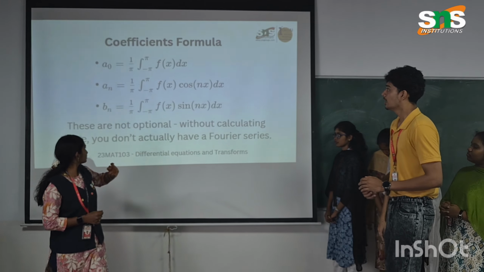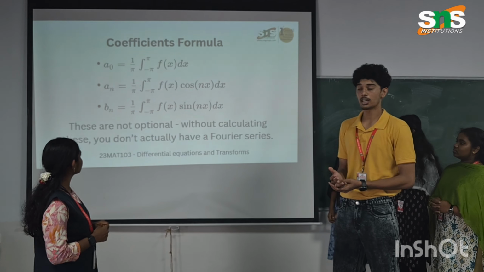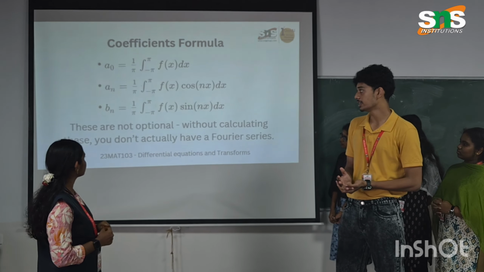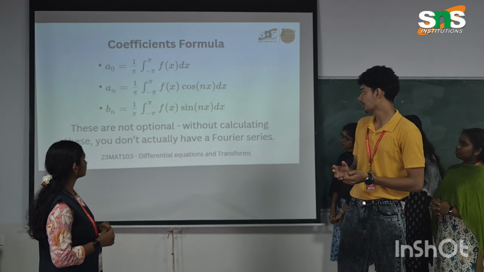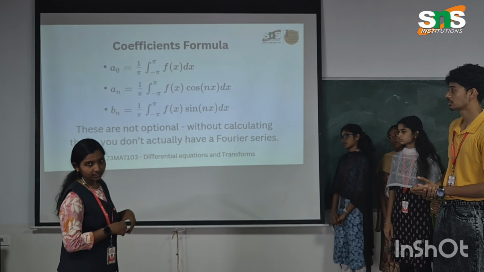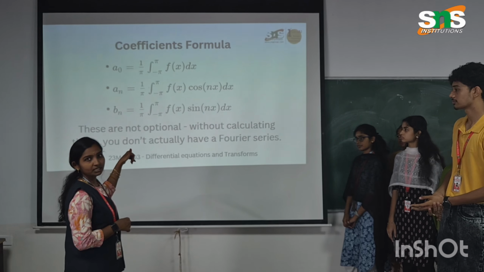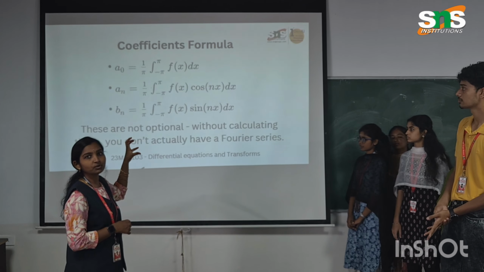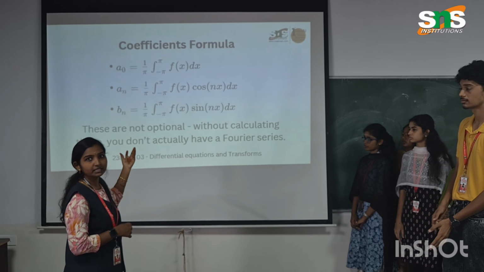And next, in this coefficient formula, these are not optional. Without calculating these, you don't have an actual Fourier series. We don't have an actual Fourier series without calculating the actual a naught, a n and b n. So these are the key points to frame a Fourier series. That is what is explained. Next.